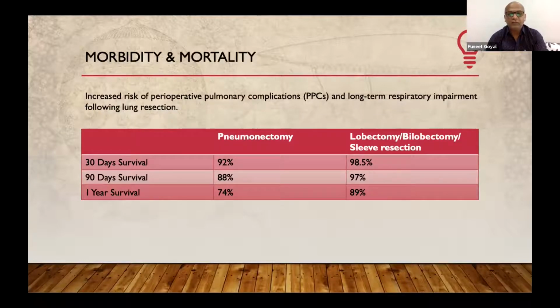Then why are we so worried about pneumonectomies? The important thing is that there is increased risk of perioperative pulmonary complications and long-term respiratory complications following lung resection. That's why there is so much debate. We can see that 30 days survival is 92% and 1 year survival is 74% after pneumonectomy. Whereas if we go for a limited resection like lobectomy or sleeve resection, this survival crosses 98% and 1 year survival crosses 89%. So the minimum resection, minimum loss of lung parenchyma, the better is the outcome.